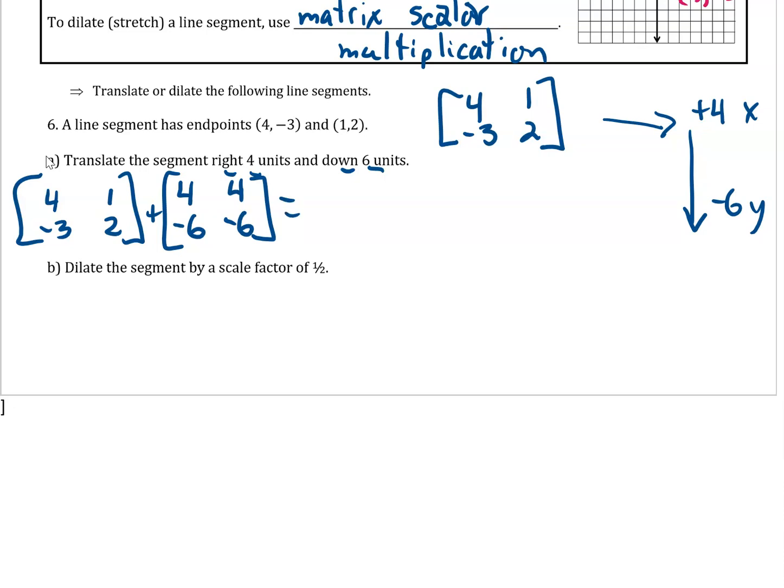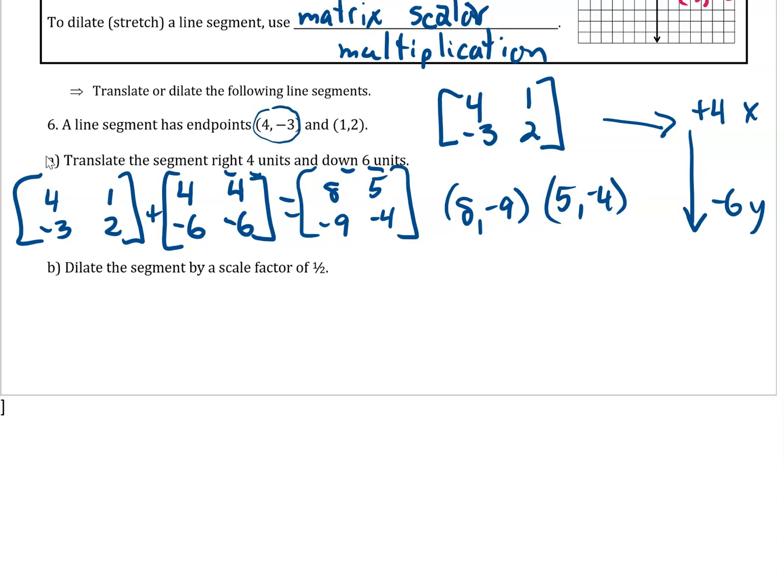So when I add these together, I'm going to add corresponding elements. 4 plus 4 is 8. 1 plus 4 is 5. Negative 3 plus negative 6 is negative 9. Positive 2 plus negative 6 is negative 4. So here would be my new line segment with the points 8, negative 9 and 5, negative 4. Let's think about that from one of these points. If I took the point 4, negative 3 and I moved it right 4, that would be 8, negative 3. If I then moved it down 6, it'd be 8, negative 9. So it makes sense.